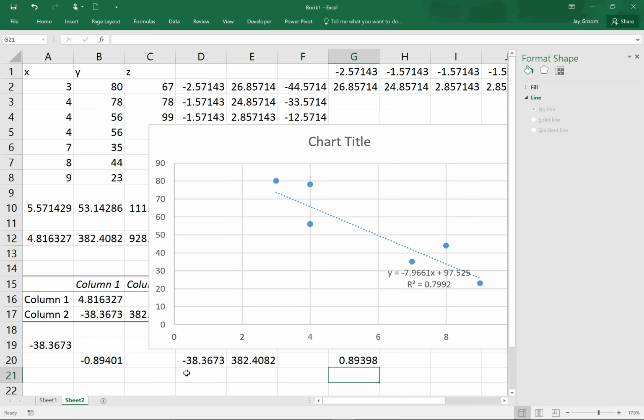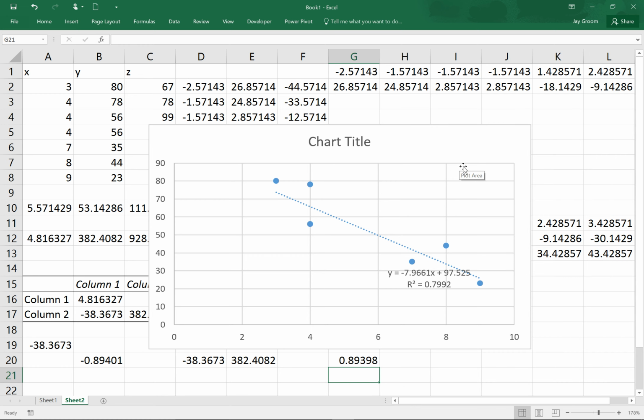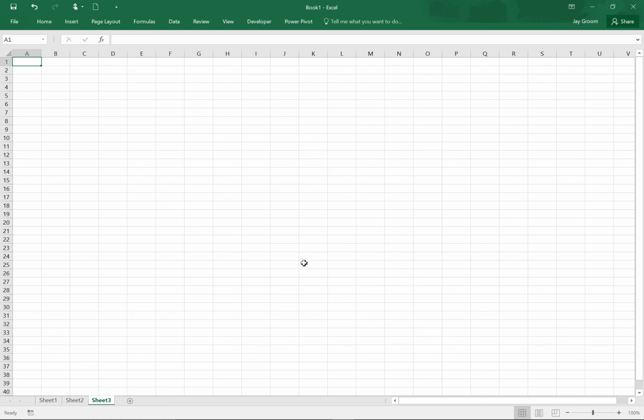And you'll notice it's 0.89398, which is basically that. This is obviously rounded off. But you have to be smart enough to know that the line's going down, so it has a negative correlation. If it's going up, you have to say it's a positive correlation. So there's that. And then I think the last thing I wanted to mention is pretty straightforward.